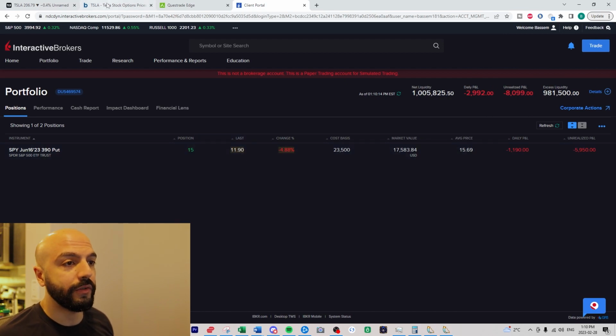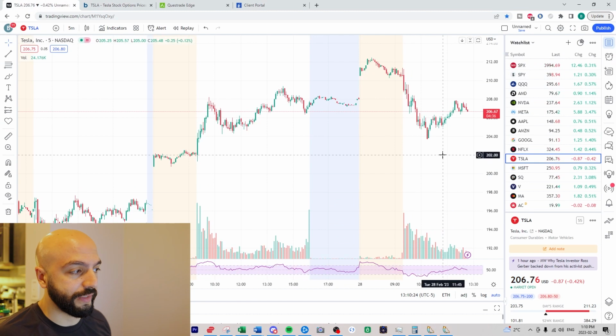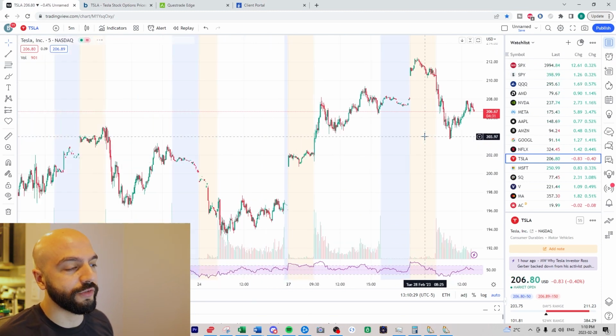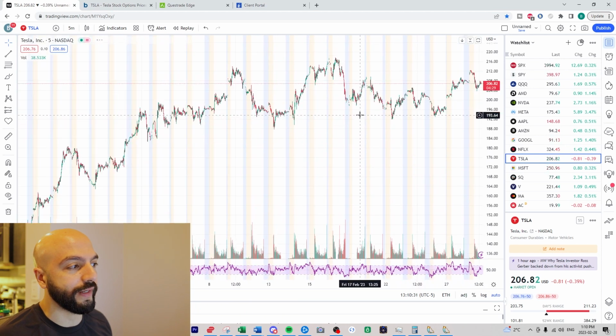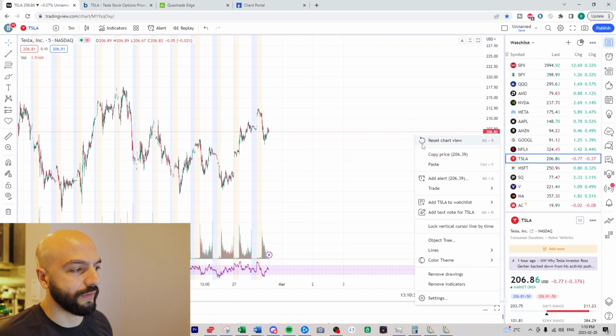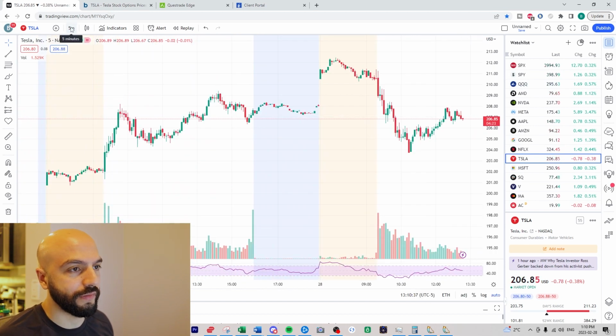If we want to go into just some credit spreads, what I'm going to do is probably simulate, I think I want to do like 245. So if we kind of go back, the last time it was at 245 was a long time ago.